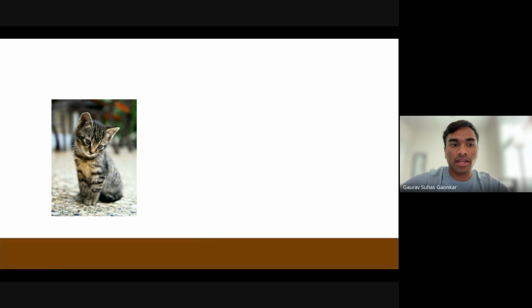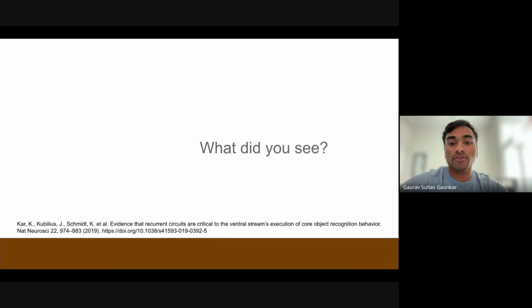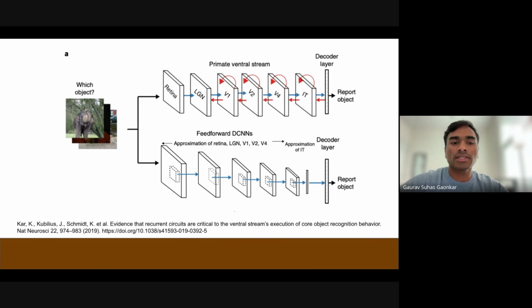The experiment that I did was inspired by one of the studies from James DiCarlo lab at MIT, evidence that recurrent circuits are critical to ventral visual stream. I know there is a bit of jargon here, but I'll clarify it in the further slides. So stay tuned. In this research, they asked this critical question: are recurrent circuits actually required to carry out object recognition, or is feed-forward processing enough?